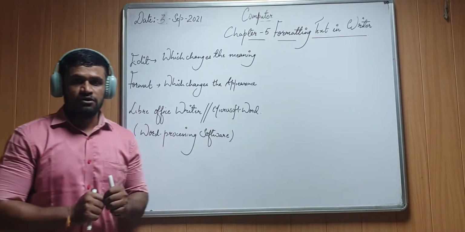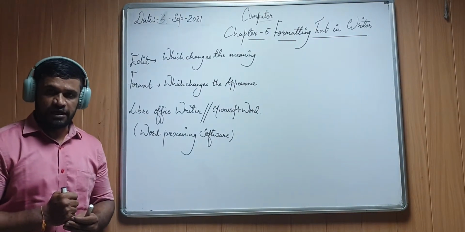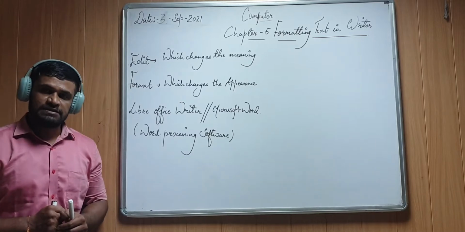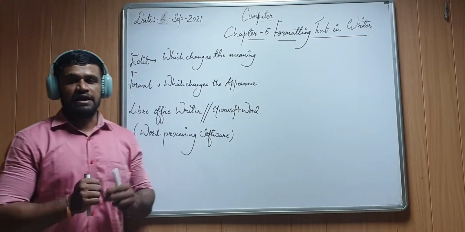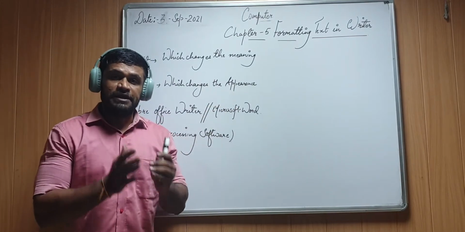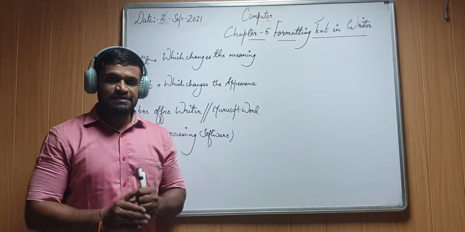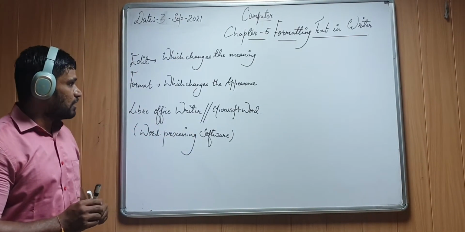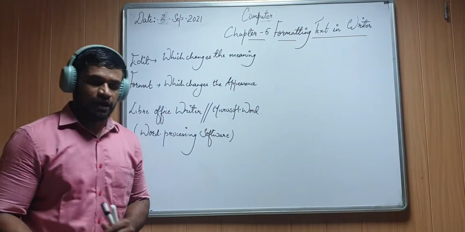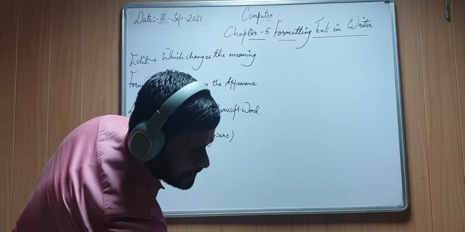So those steps with which we can change the appearance of the text or the line or the content, those steps are known as your formatting steps. In the previous class, in chapter number 4, we had learned about the different editing steps in text writer. Whereas in this chapter, we are going to learn about the formatting steps that we can apply over a content or text to change its appearance.